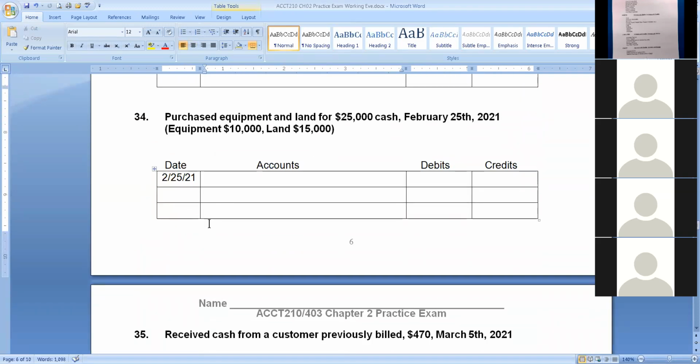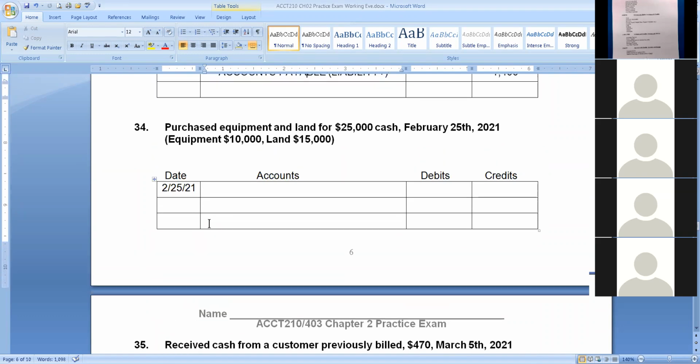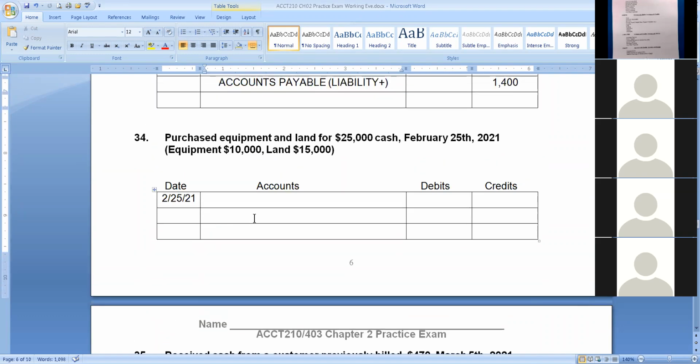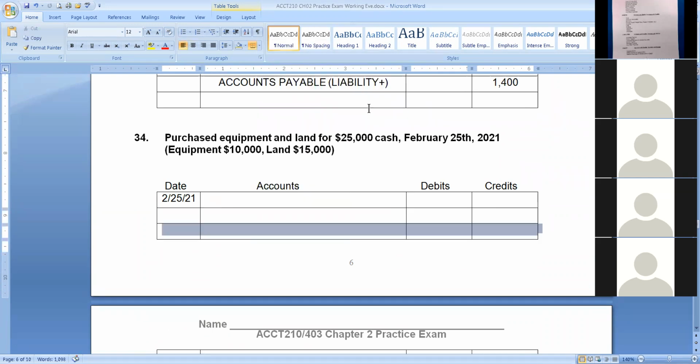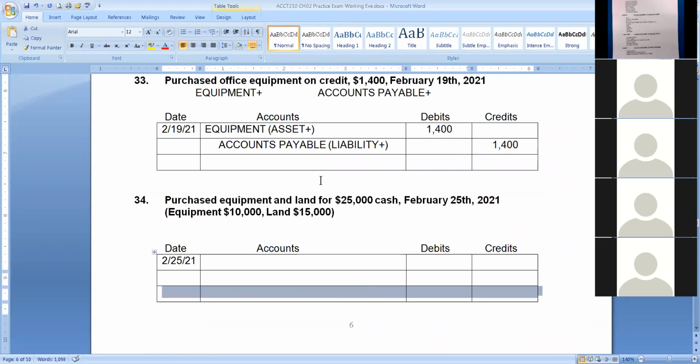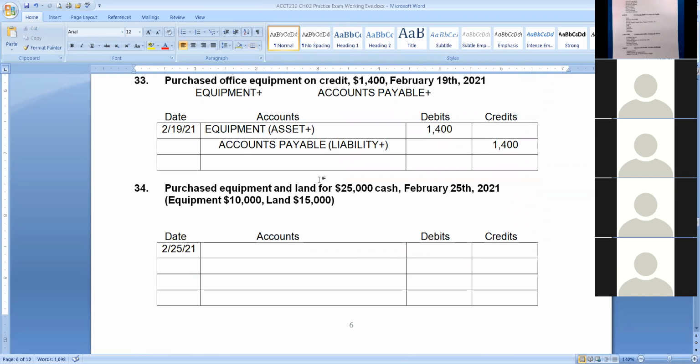Purchase equipment and land for $25,000 cash. Okay, I'm going to insert a row here. How do I do that? Okay, here we insert. Okay, now I really goofed it up. Okay, I would probably break this up into two different entries. You could put it into one entry. Okay, purchase equipment.